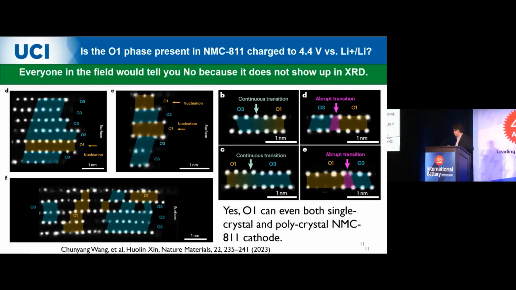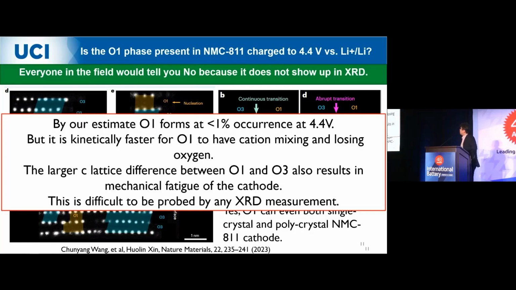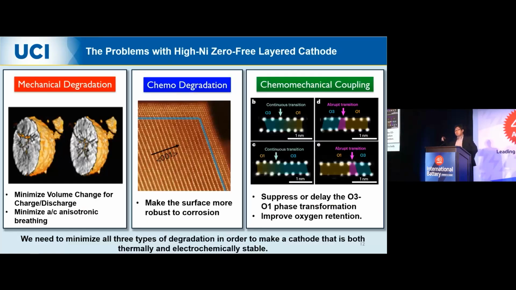So the conclusion is that by our estimate, although O1 forms in less than 1% occurrence, it is kinetically faster for this phase to have cation mixing and lose oxygen. And the other thing that I haven't talked too much about is that the large C-axis difference between the O1 and O3 phase will result in mechanical fatigue in this material. So with all of the previous fundamental study we did, I think we arrived at three degradation mechanisms we need to suppress or eliminate in order to make a commercially successful zero cobalt cathode.